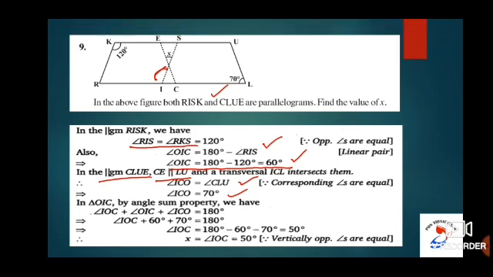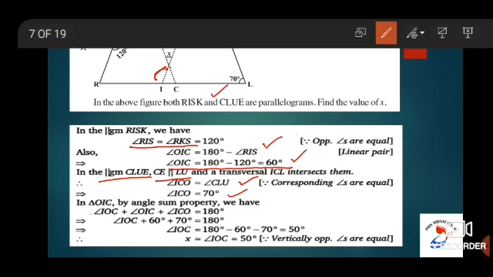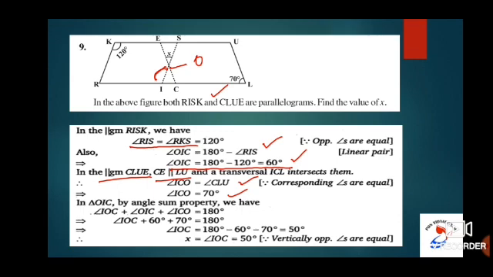Now look at the figure once again. In triangle OIC, let us consider this point to be O. In triangle OIC, we will apply the angle sum property. By using angle sum property, angle IOC plus angle OIC plus angle ICO is equal to 180 degrees. That is nothing but IOC plus 60 plus 70 is equal to 180 degrees. Therefore angle IOC is equal to 180 minus 60 minus 70, that is nothing but 50 degrees.